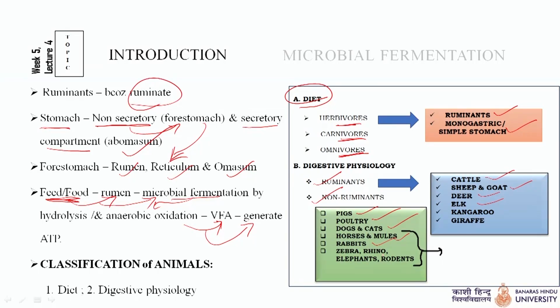In this group, the horse, mule, rabbit, zebra, rhinoceros, elephant, rodent and then camel, in some places they are mentioned as pseudo-ruminants. Why do they call them pseudo-ruminants? Because these are species which do not have all the compartments which should be possessed by a ruminant animal, such as rumen, reticulum, omasum and abomasum.